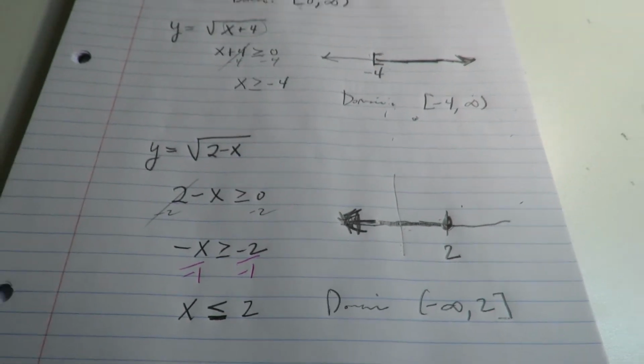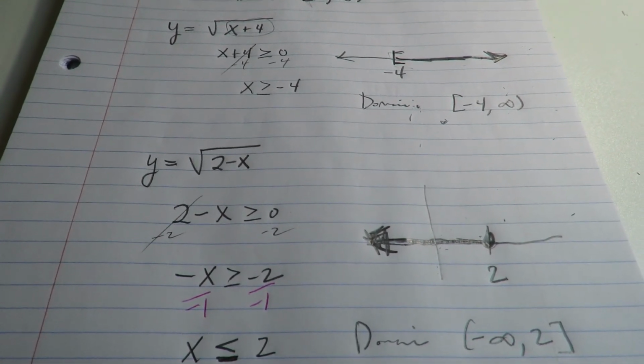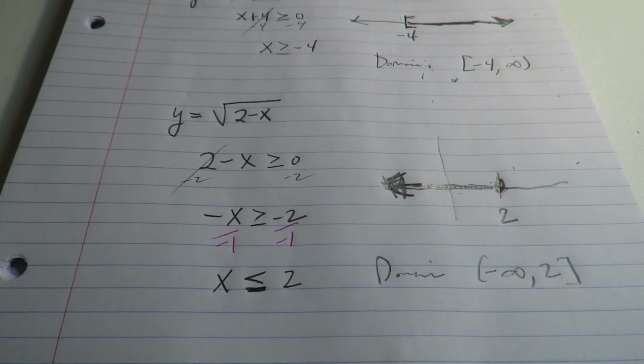All right, gang, so that's it for domain. If you have a radical with an even index, make sure that what's under the radical is greater than or equal to 0.